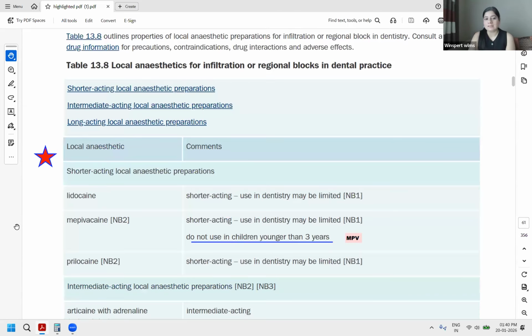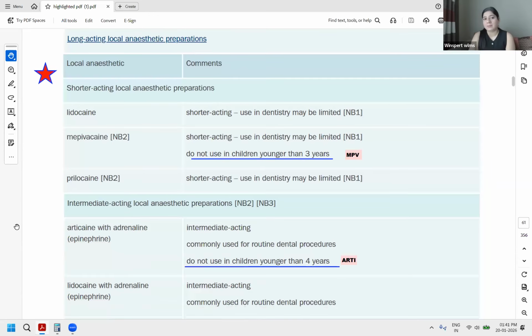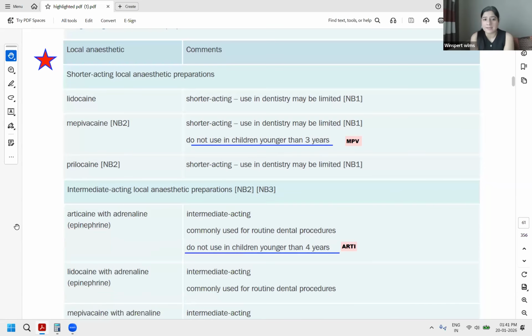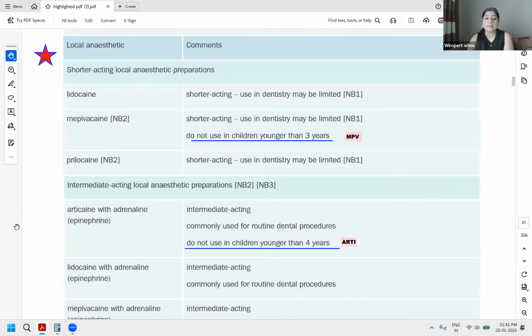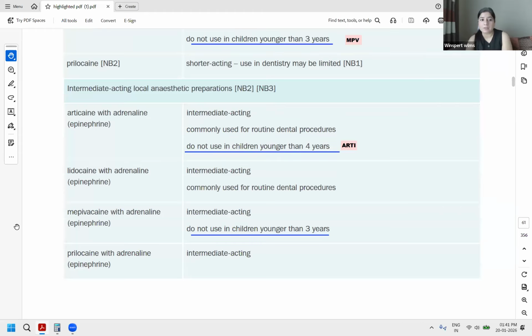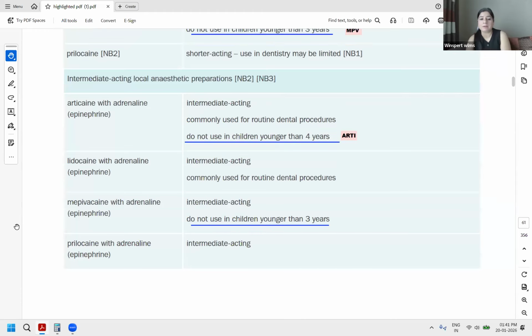Now, choosing the local anesthesia is most important. I think by now everybody has gotten the idea that lidocaine alone, plain, is short-acting. Mepivacaine alone is also short-acting, not to be given in children younger than 3 years. Prilocaine alone is also short-acting. With adrenaline, they all become intermediate. Articaine, lidocaine, mepivacaine, and prilocaine, along with epinephrine, go from short-acting to intermediate-acting.